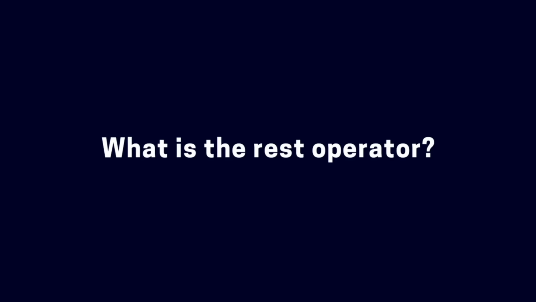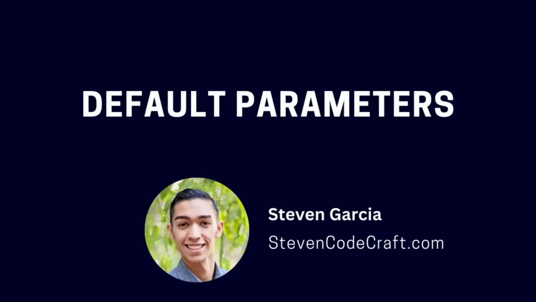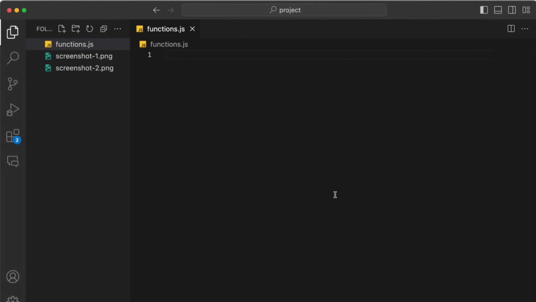The rest operator allows you to represent an indefinite number of arguments as an array. This is useful when working with functions that can accept a variable number of arguments. Let's explore default parameters in JavaScript, a feature that significantly enhances function flexibility.